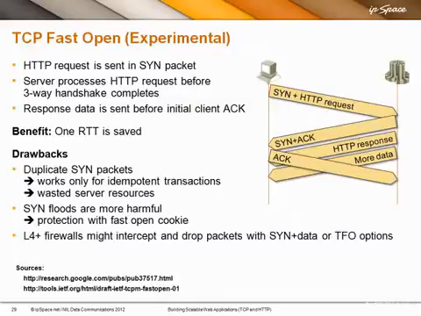Finally, TCP Fast Open. So the idea is that the HTTP request is sent in the SYN packet. The moment the server receives the request here, it can send SYN plus ACK. Plus, because it knows that the ACK packet will come back, it can send the response immediately. So we have saved one round-trip time. We have the first data after a single round-trip time. This sounds fantastic. What's the problem?